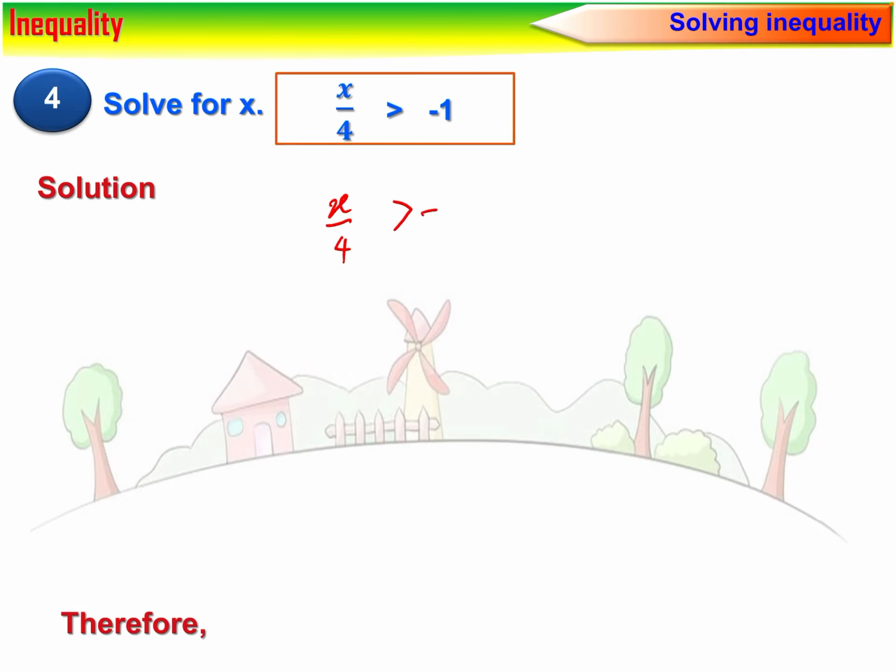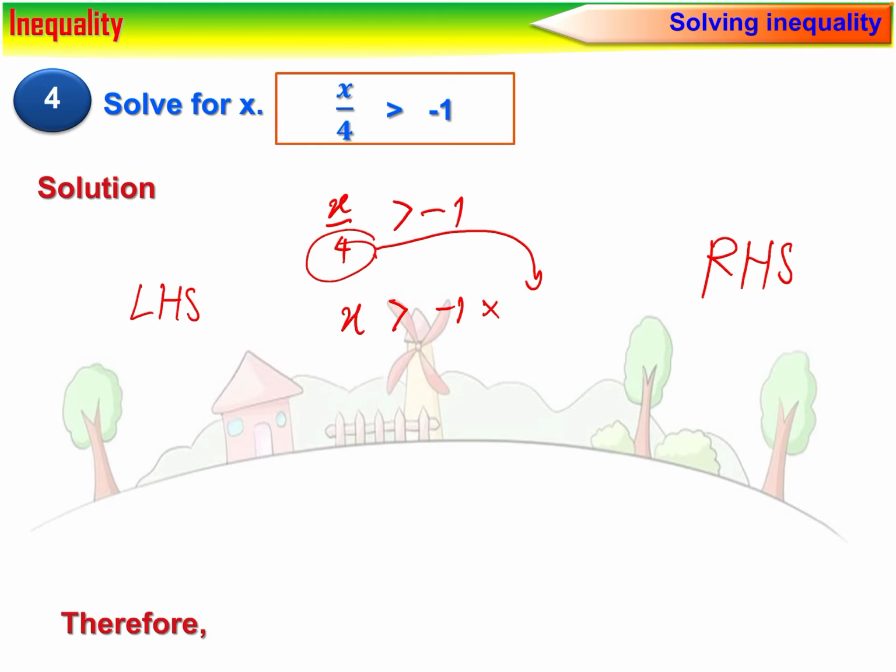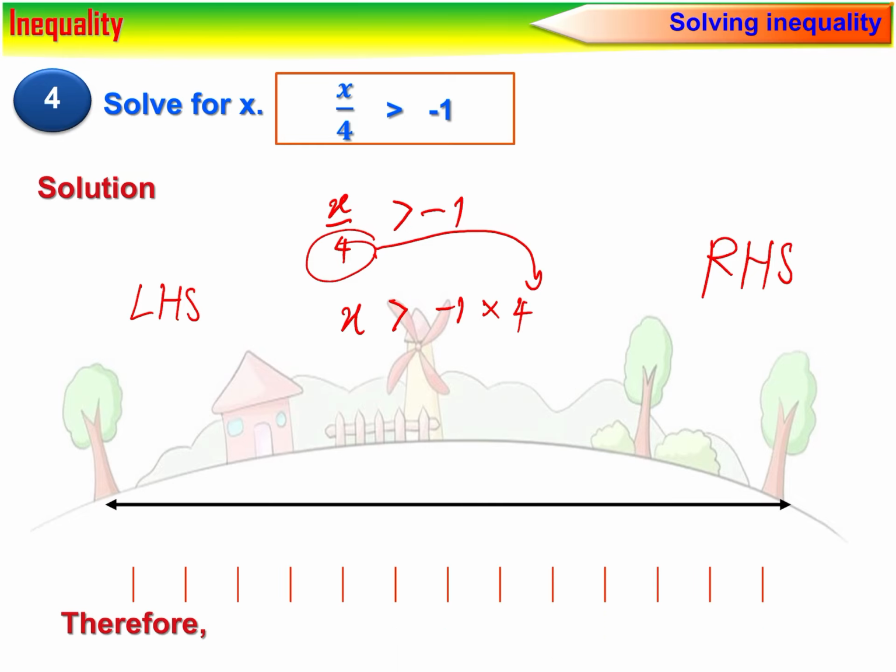What about this one? x over 4, x divided by 4 greater than minus 1. This one we need to terminate or get rid of number 4. So it's easy. You take x greater than negative 1. When you move 4 from the left hand side to the right hand side, what to do to make it easy? Yes, you take it multiplied by 4.